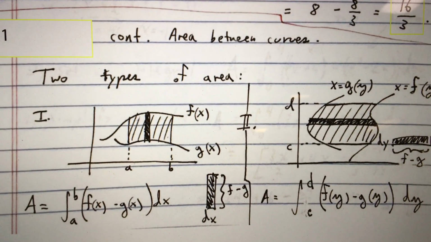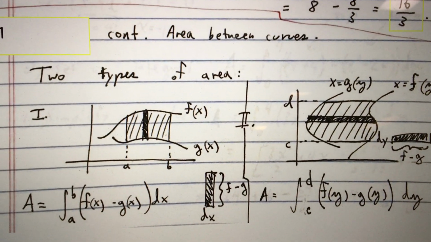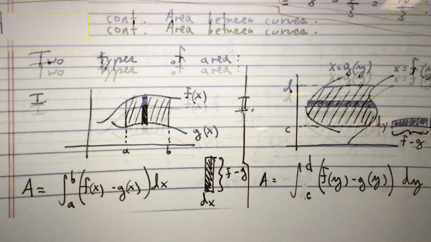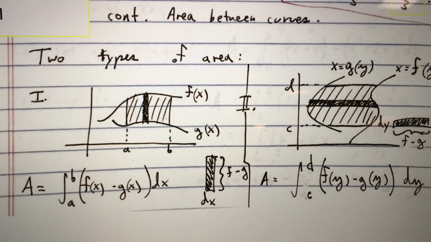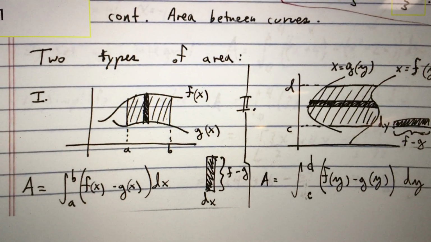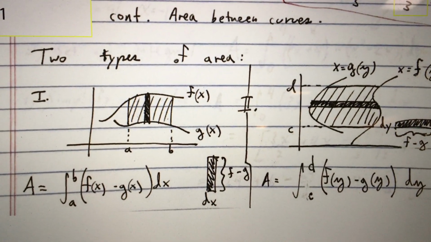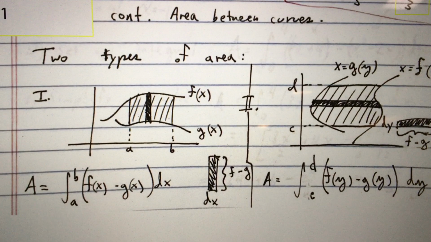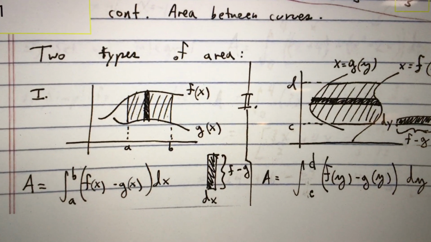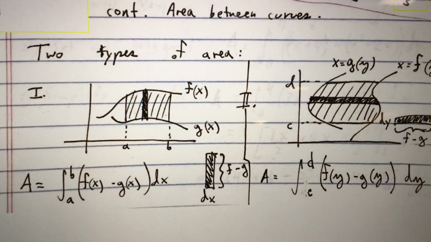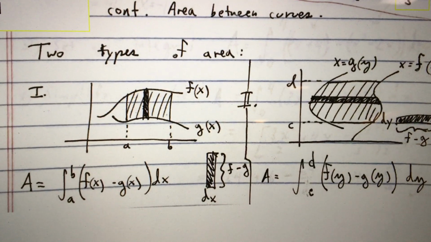So, the dx type of area is the familiar one. You can find the area between a curve f of x and a curve g of x by taking the integral, and between endpoints a and b, those are given as well. The integral from a to b of f of x minus g of x.